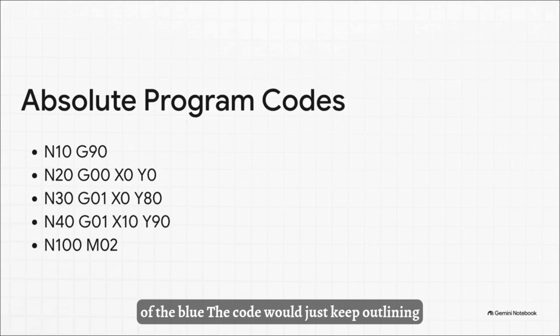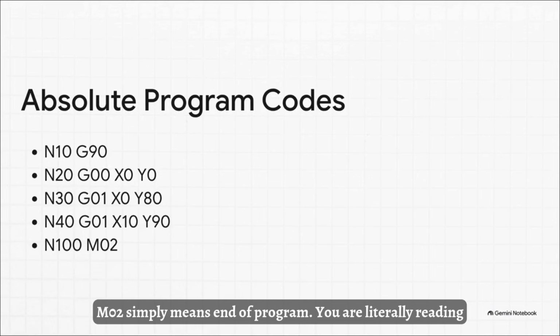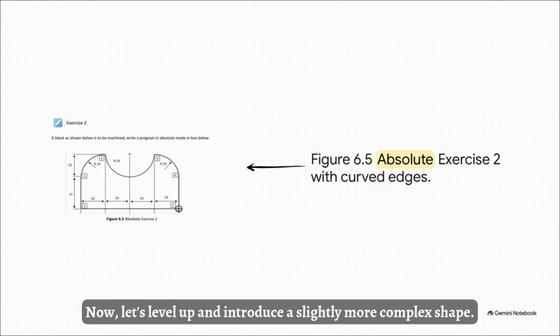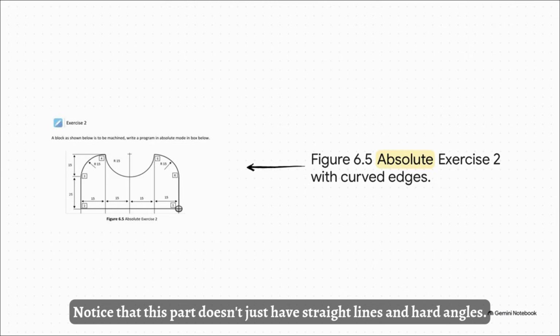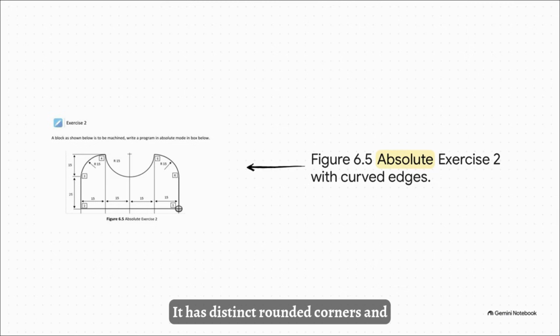The code would just keep outlining the shape until we finally hit N100 with an M02 code. M02 simply means end of program. You are literally reading the physical shape of the object right there in the text. Now, let's level up and introduce a slightly more complex shape. Notice that this part doesn't just have straight lines and hard angles. It has distinct rounded corners and a pretty massive dip right in the middle.